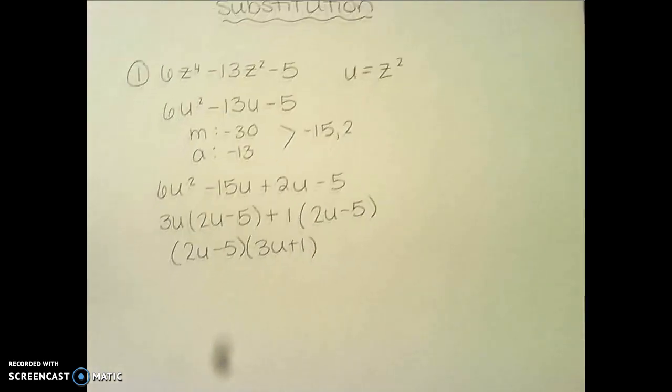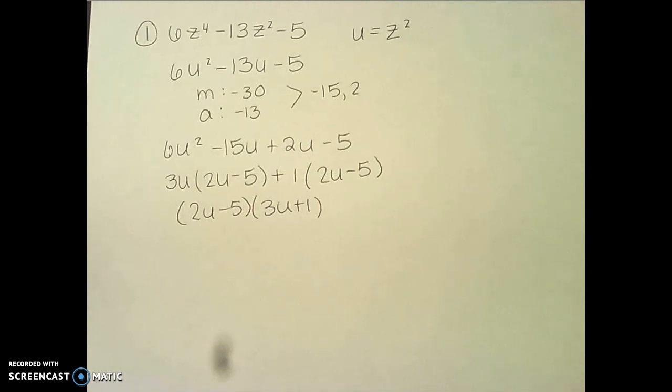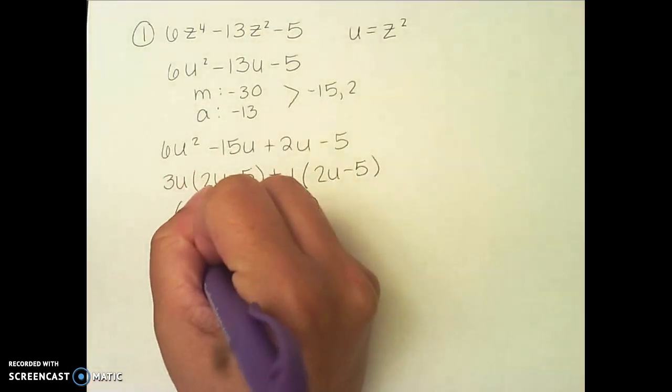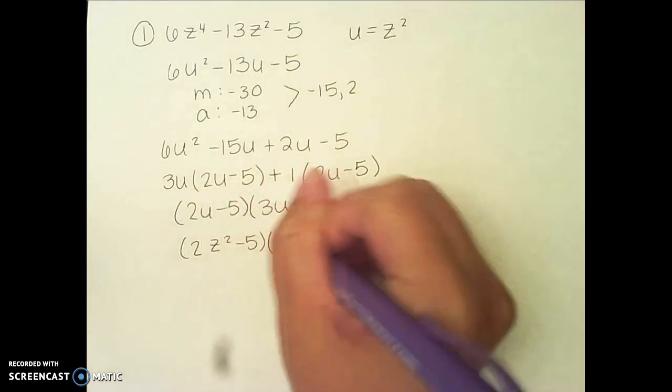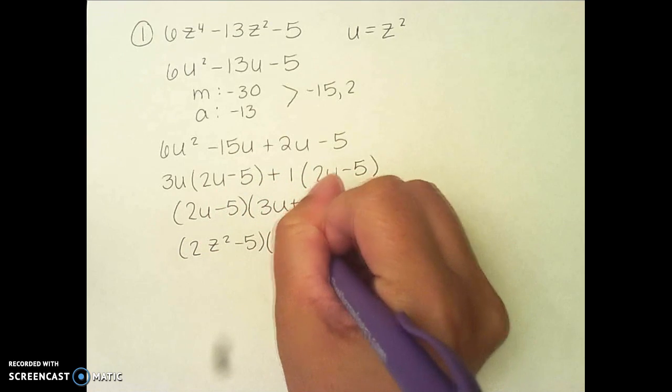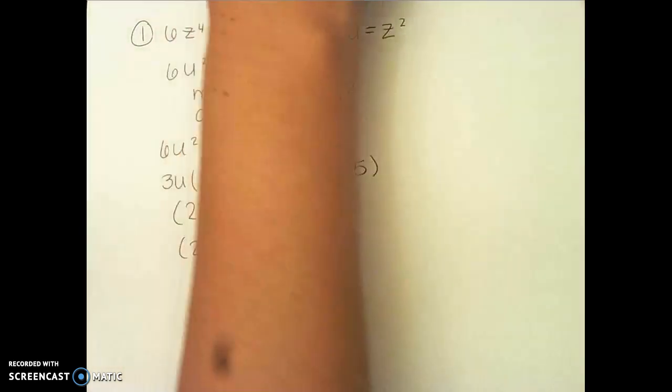And we're not done yet because we can't leave the u in the problem. We need to substitute the z squared back into our factors. So we will have 2z squared minus 5 times 3z squared plus 1 as our final factors. And we'll look at another example.